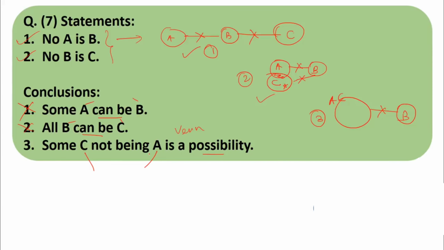Third, some C not being A is a possibility. Over here C and A completely overlap. All the C is A. So this conclusion is not possible in this case. There is no part of C which is not overlapping with A. Everything is the same as A. All C is A over here, right? So conclusion not possible here. We got one scenario where the conclusion is possible, one scenario where it is not possible. So this is a valid conclusion.